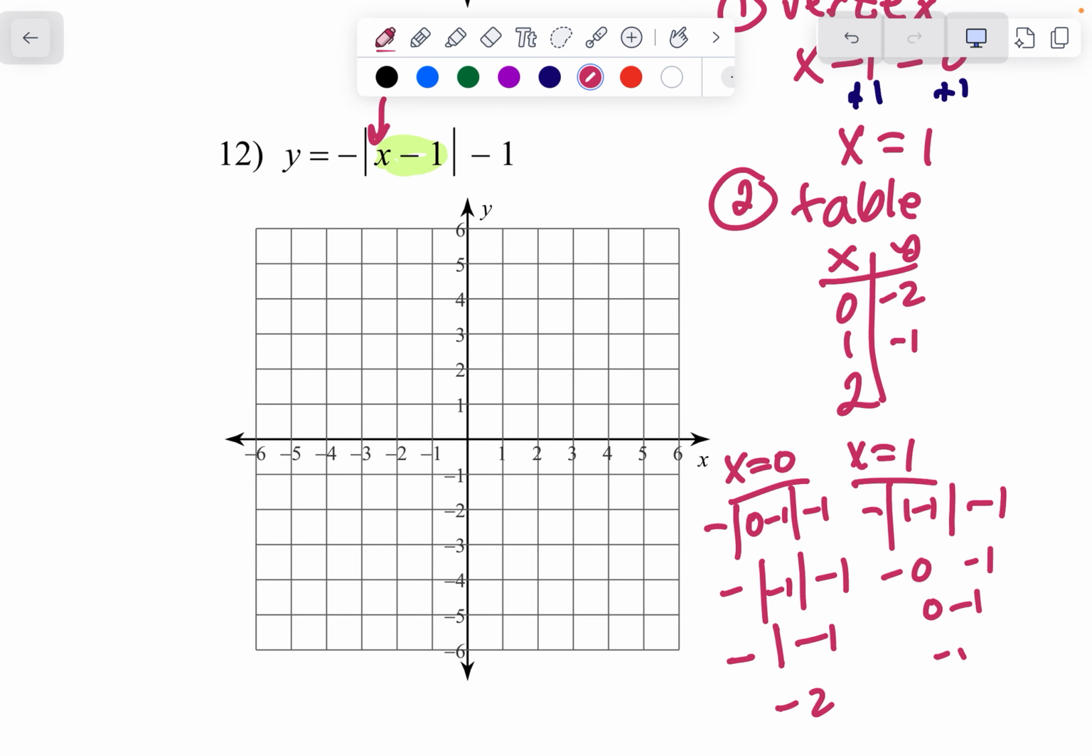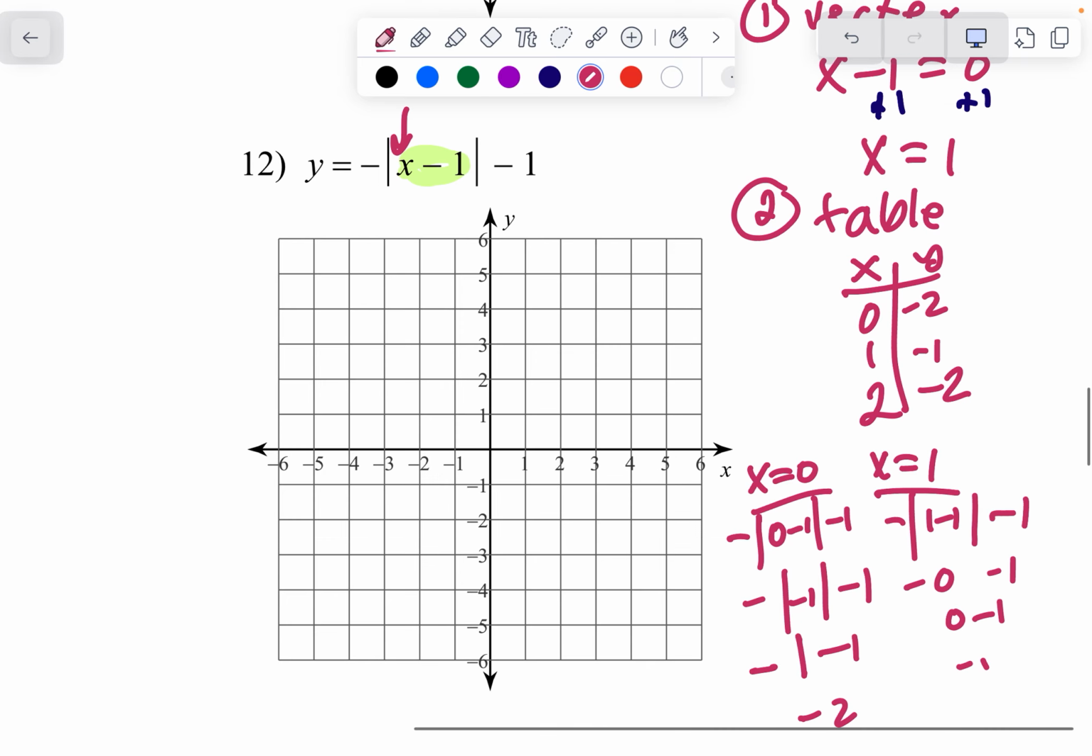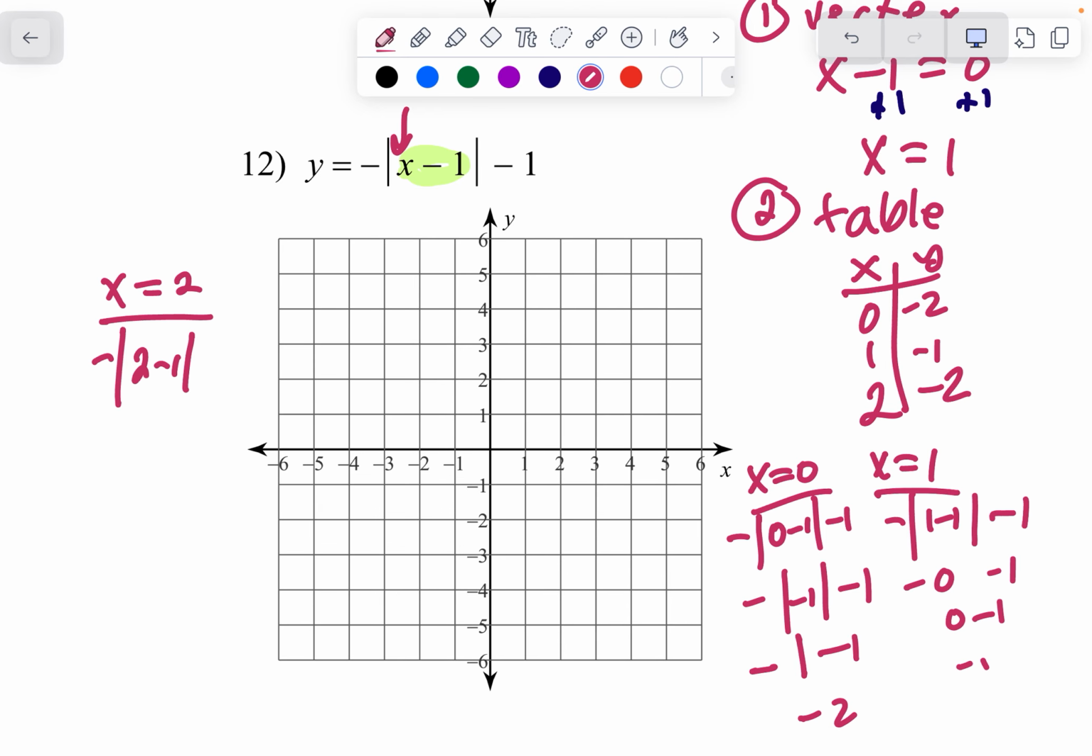And what should we get when we plug in 2? What should it match? Yeah, it should match this one. So let's put it here, but let's check our work because that can really tell us if we're doing it right. If we plug in 2, I get a negative absolute value of 2 minus 1. The negative of 1 is negative 1. That's negative 2. Guess what? It came out to be a negative 2 after all.